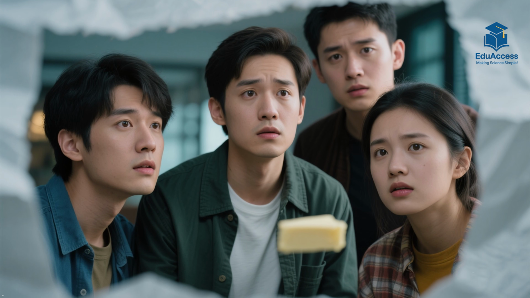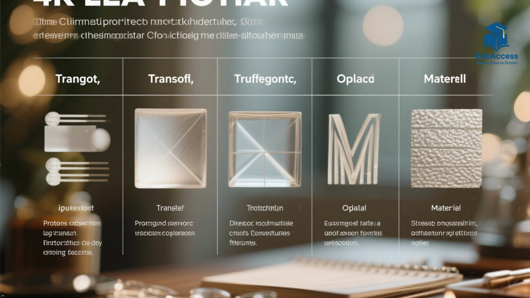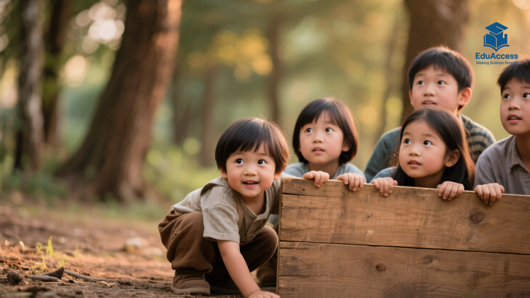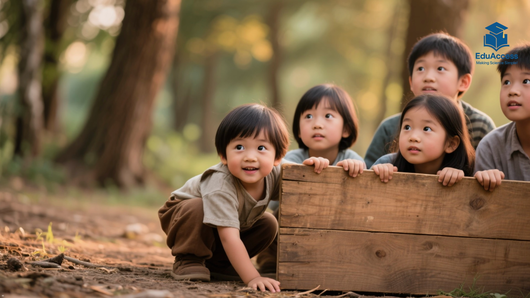Your friends can see you, but they can't see you clearly. You are translucent, so we say butter paper is a translucent material. Now hide behind this wooden board, your friends can't see you at all. So we say wood is an opaque material.